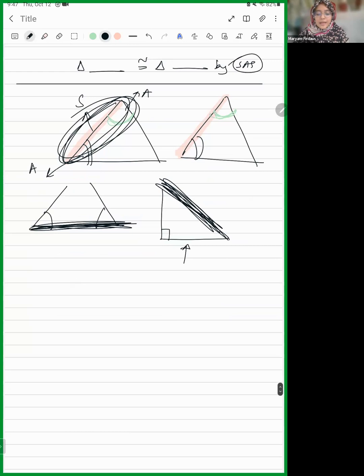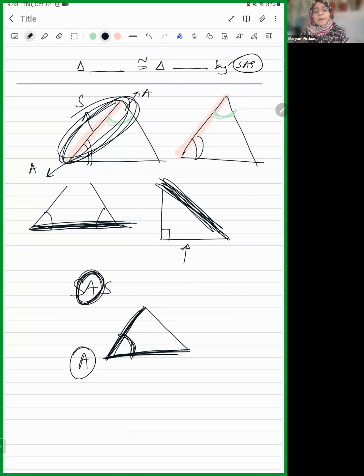Now, similarly, SAS also. If you have two sides, this side and this side, and the angle between them, as you can see over here in SAS, the A is between the two S's. So the angle is the included angle between the two sides. But in case of AAS, the side doesn't have to be included.